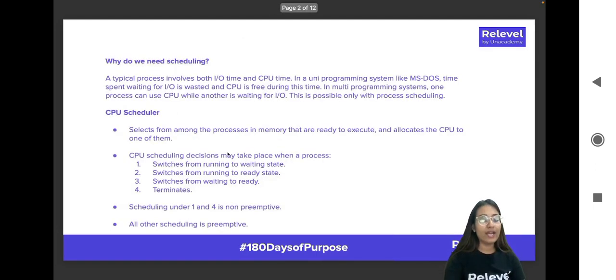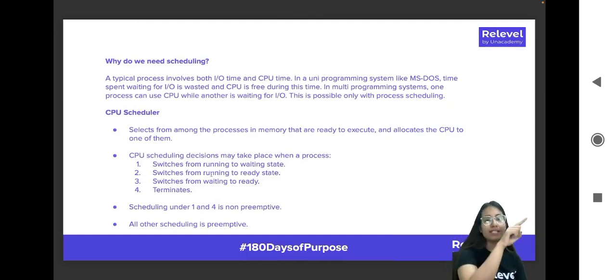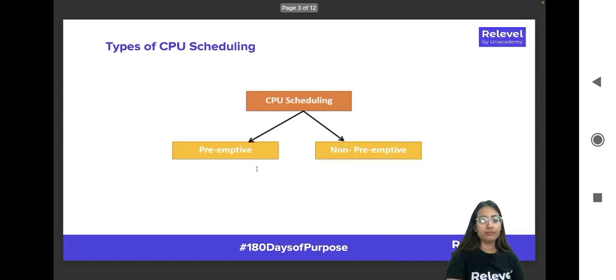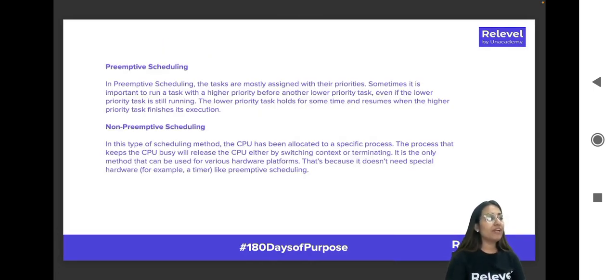Preemptive is the point 2 and 3 where you go from running state to the ready state, or you go from the waiting state to the ready state. In both the situations, a process is going back to the ready state. Whenever we talk about preemptive scheduling, in this type of scheduling, the tasks are mostly assigned with their priorities. Sometimes it is important to run a task with a higher priority before another lower priority task, even if the lower priority task is still running. The lower priority task holds for some time and resumes when the higher priority task finishes its execution.